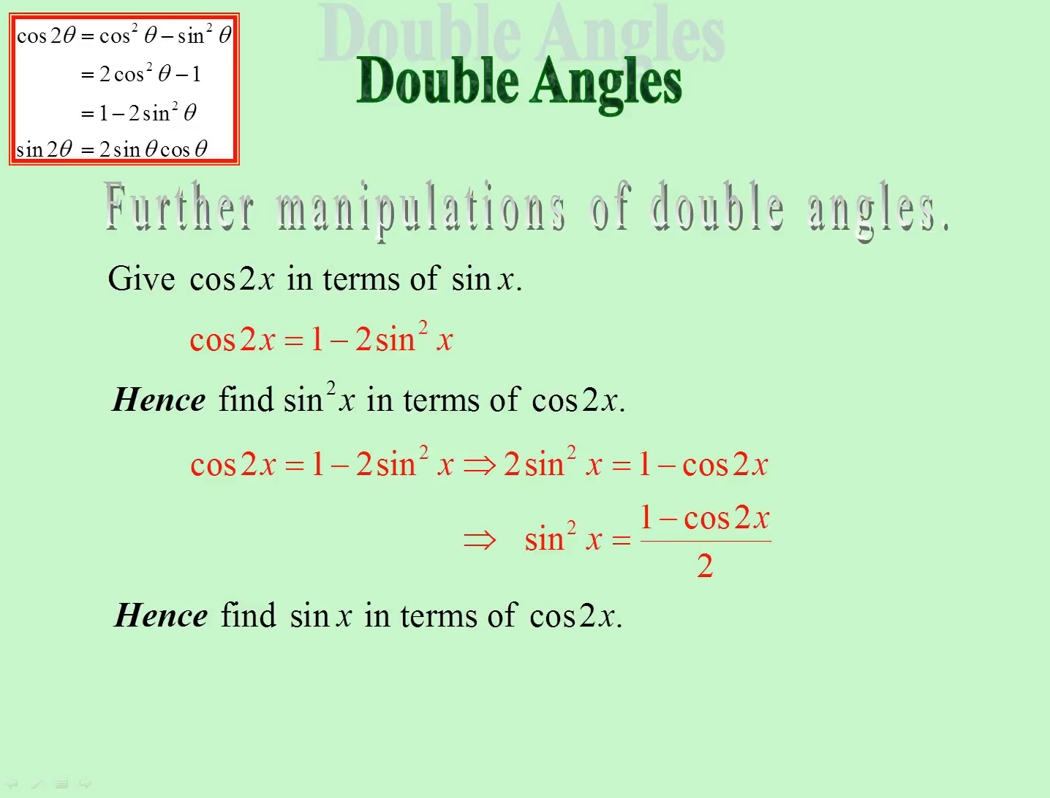Now, next question says, hence find sine x in terms of cos 2x. Well, we have sine squared. So to get rid of the square, we square root. Don't forget the plus or minus. There we are.